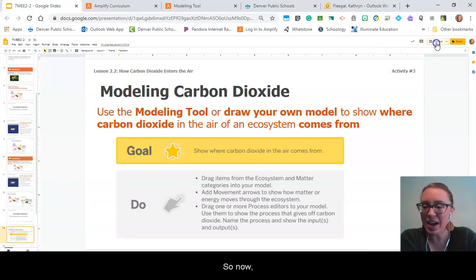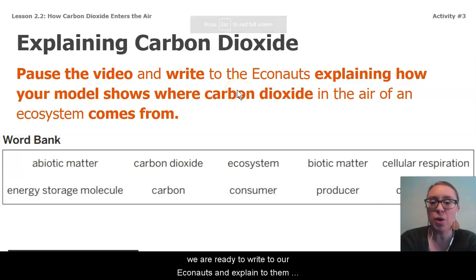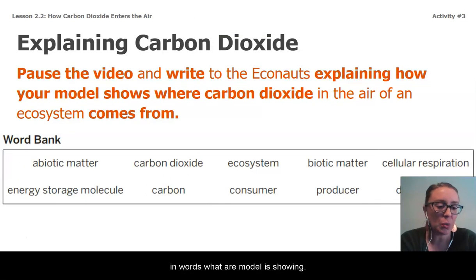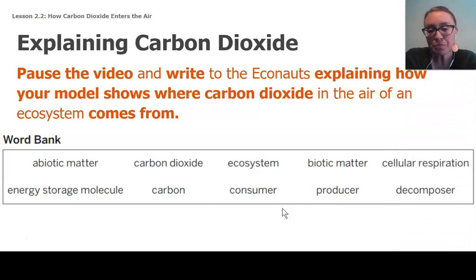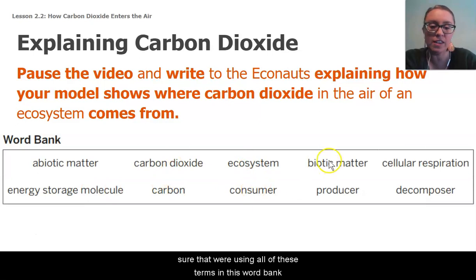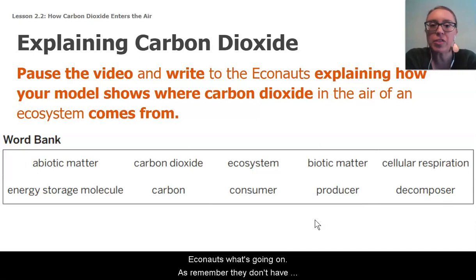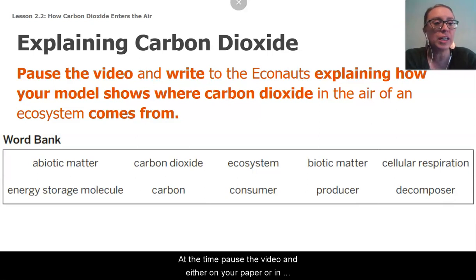All right, nice job. So now we are ready to write to our econauts and explain to them in words what our model is showing. So at this time, you're gonna pause the video and write to the econauts explaining how your model that we just created shows where carbon dioxide in the air of an ecosystem comes from. And as you write your explanation, we wanna make sure that we're using all of the terms in this word bank as a part of our response, because we just showed all of those terms in our model. And we wanna make it really clear to our econauts what's going on, as remember, they don't have an ecology expert like ourselves as a part of our team. At this time, pause the video and either on your paper or in activity 3, write an explanation to the econauts of how your model is showing where carbon dioxide in the air is coming from.